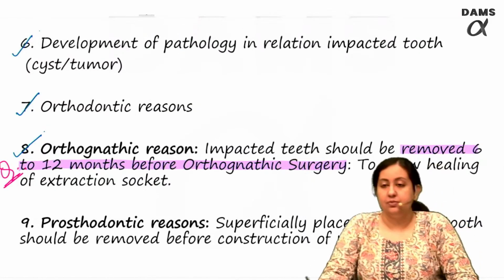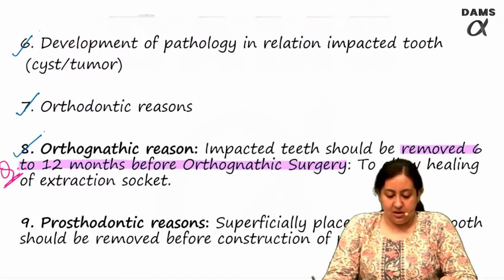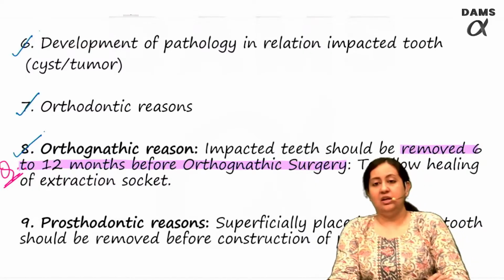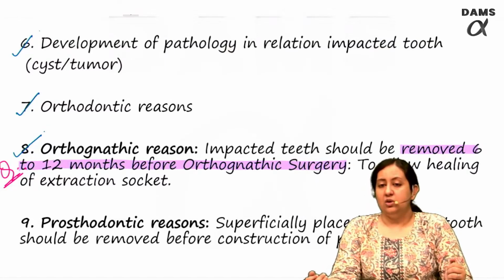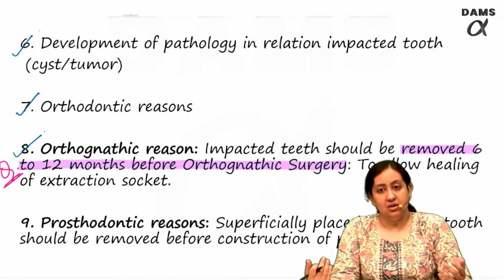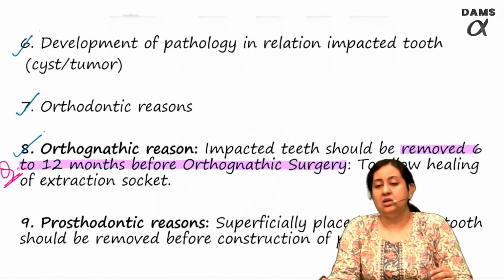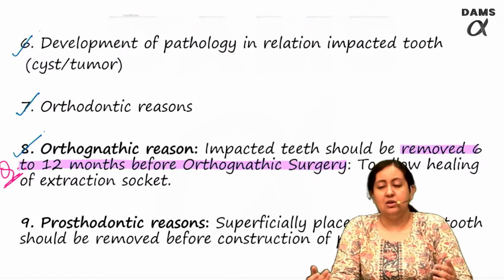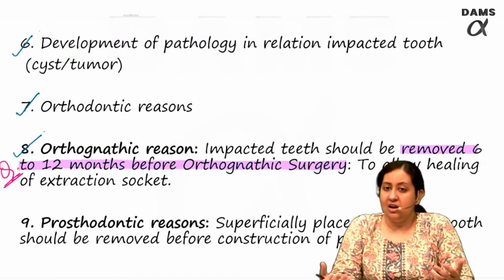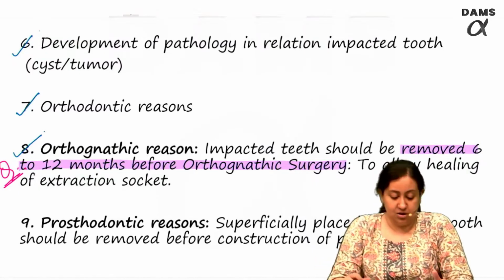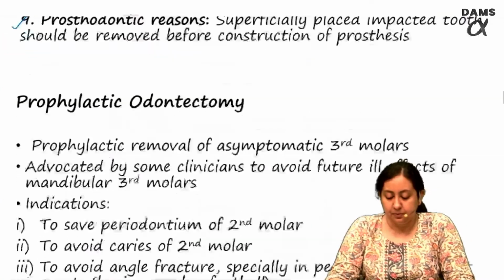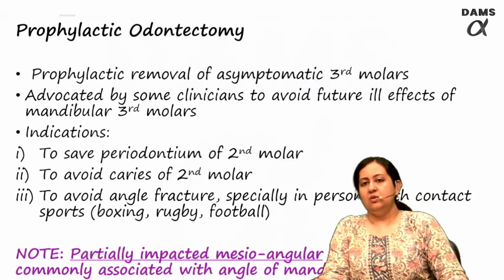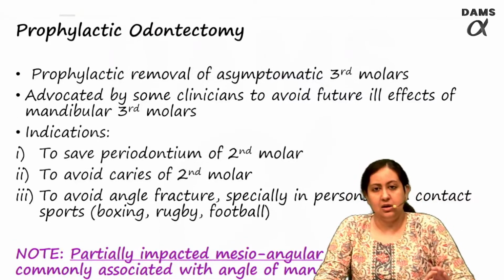The question. Okay. Prosthodontic reasons. Suppose there is an edentulous patient who has undergone ridge resorption and now the impacted teeth are very superficially placed, and the prosthodontist advises removal of impacted teeth because they are interfering with the construction of prosthesis. In those cases also you will remove the impacted tooth. Now there is one more reason why you remove an impacted tooth.